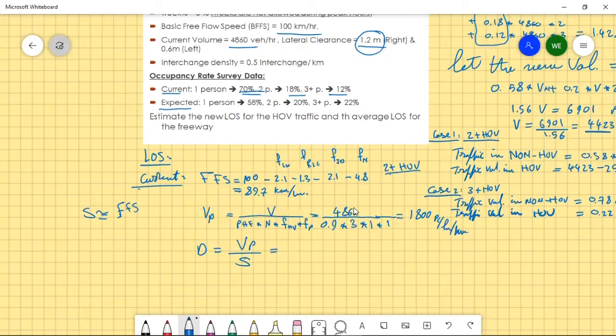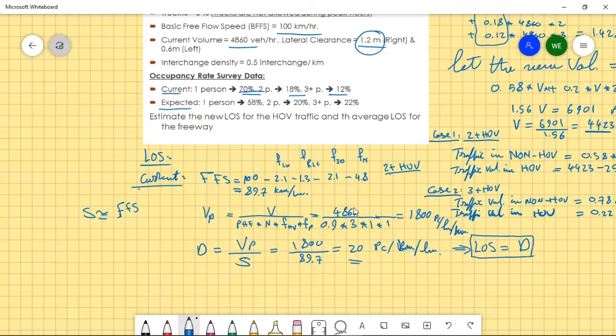So here we are going to have 1800 divided by 89.7, so the density will be 20 passenger cars per kilometer per lane. So that's the density. That's a level of service equal D. That's the current case.